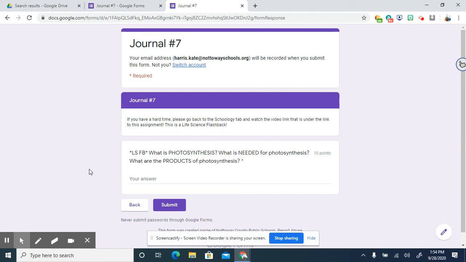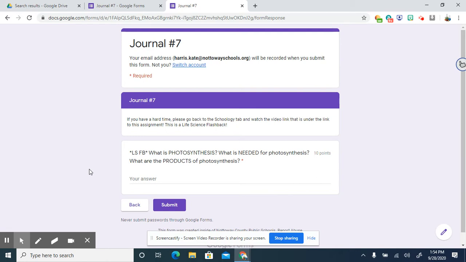And the question is, what is photosynthesis? What is needed for photosynthesis? And what are the products of photosynthesis? So this is supposed to be a life science flashback to last year. I need you to go in your Wayback Machine and remember, what is photosynthesis? What do we need? What does it make? Okay, so pause it, think about it.